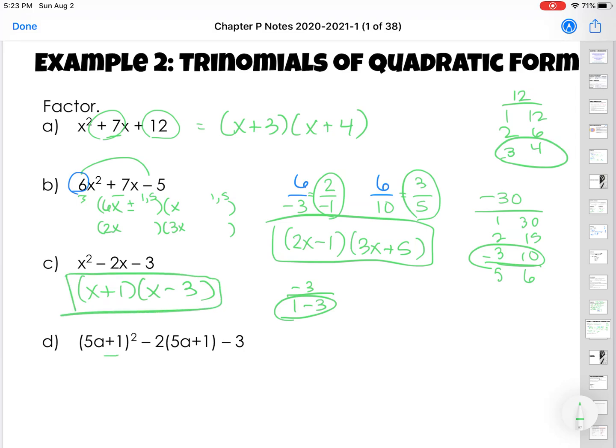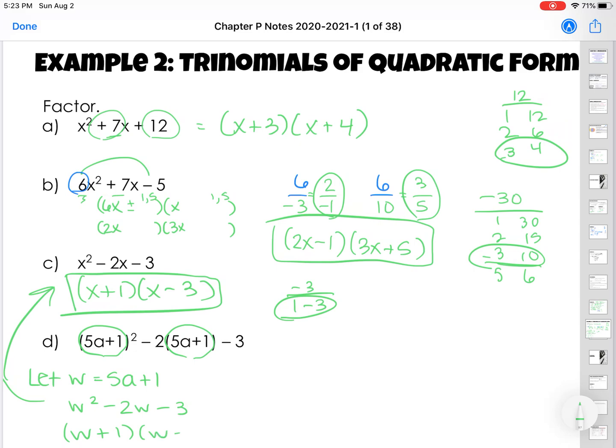Okay, now D looks like a quadratic, except this is kind of like my x. So what I like to do is either say let x equal, or sometimes let w, because sometimes there's already an x in there. So let's use w. Let w equal 5a plus 1. So now this problem is w squared minus 2w minus 3. And I can factor that. I literally just factored a problem like that in C.